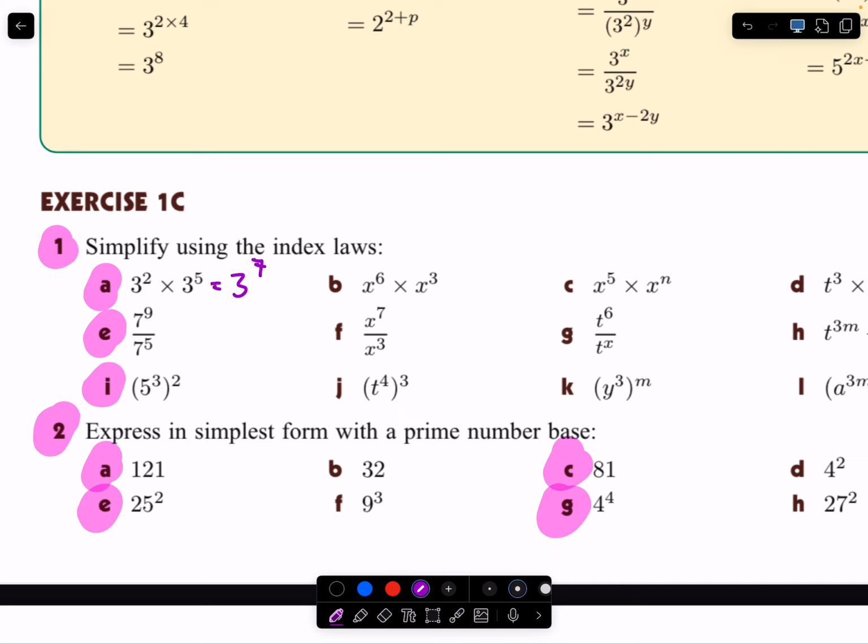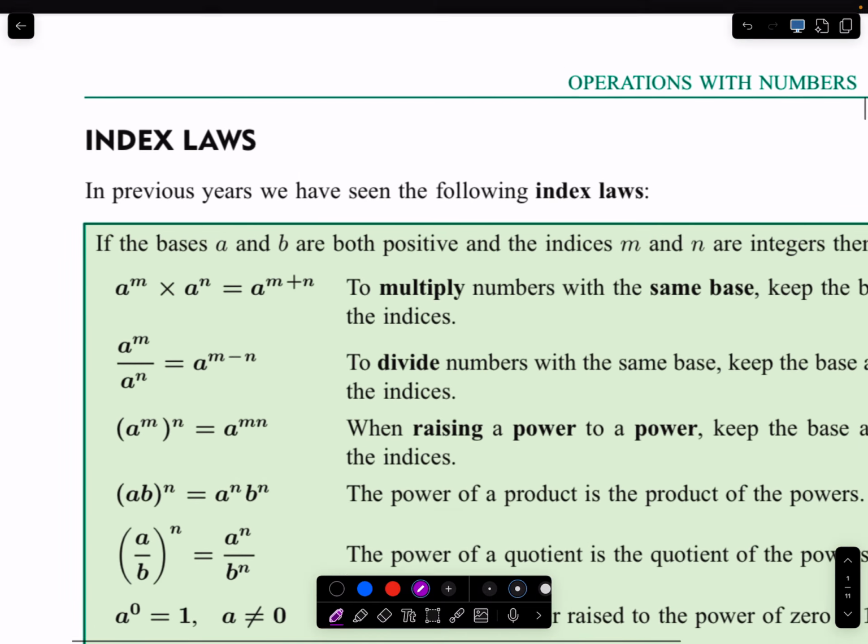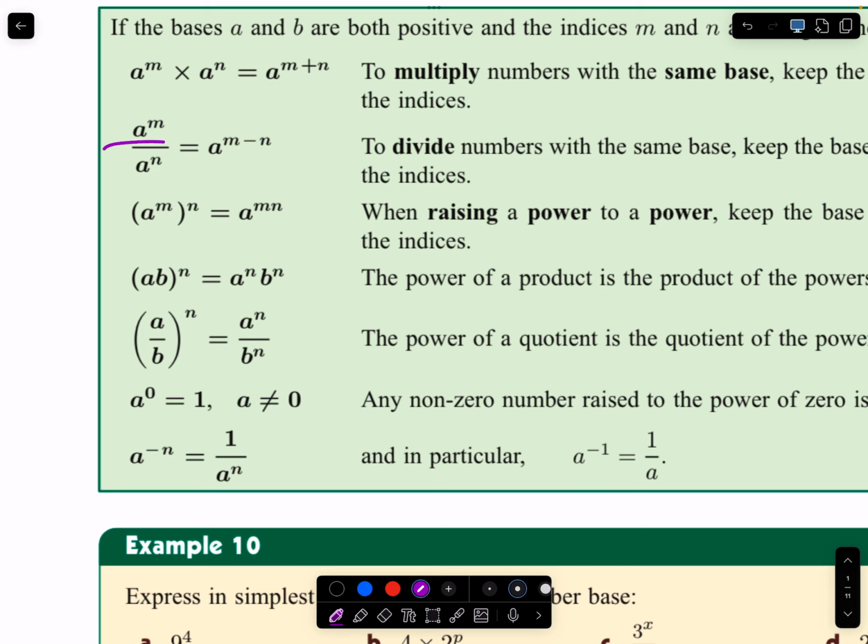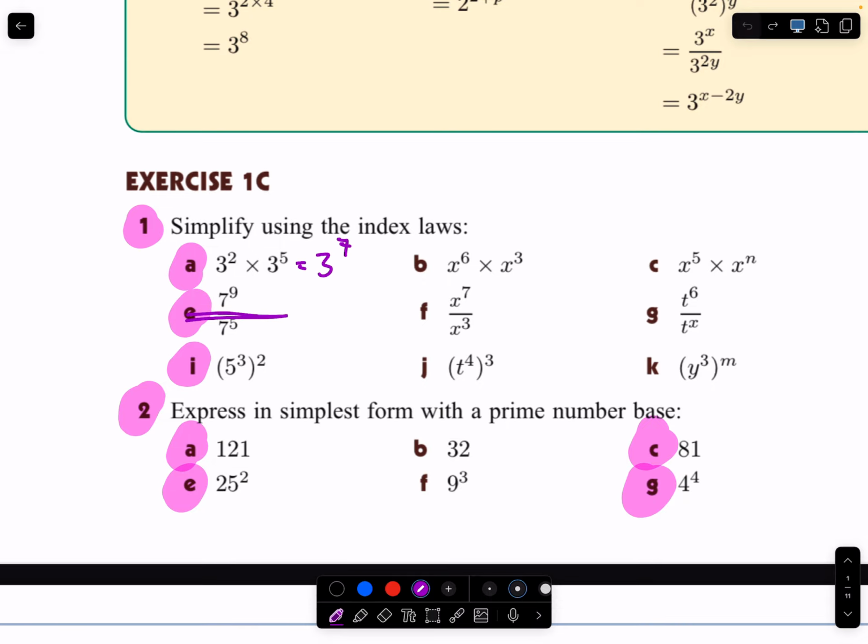Let's try this one. E. What's that line in the middle mean? Add, subtract, times, or divide? Divide. Do I have a tool that tells me what to do when it's divide? What do I do with the powers this time? Minus. Good. So, same base number, 7, 9 minus 5, 4. Okay? Do a few of those, check your answers. I'll leave the last one there.